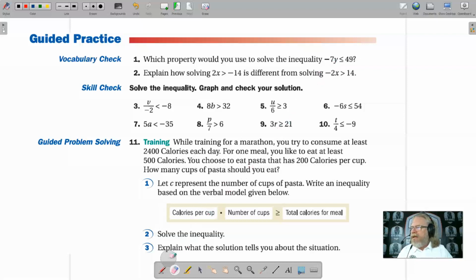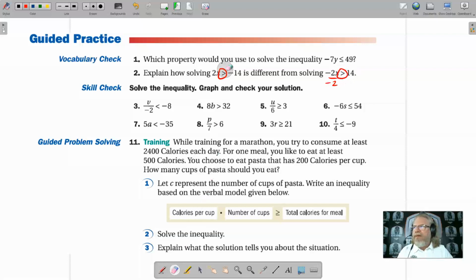On the next one, explain how solving 2x is greater than negative 14 is different from negative 2x is greater than 14. Well, notice that the first one, the leading coefficient of the variable x is a positive number. So if we solve this, we'd have to multiply or divide by a positive. That means the sign would stay the same, correct? However, on the next one here, the leading coefficient of the variable x is a negative number. And that means we'd have to divide by a negative 2 to isolate that x on the left. And that means that the sign would have to change.